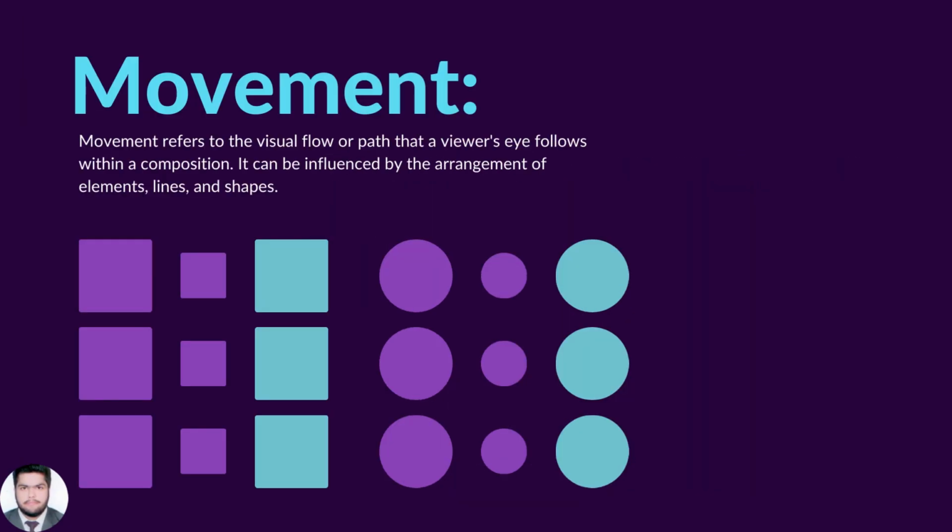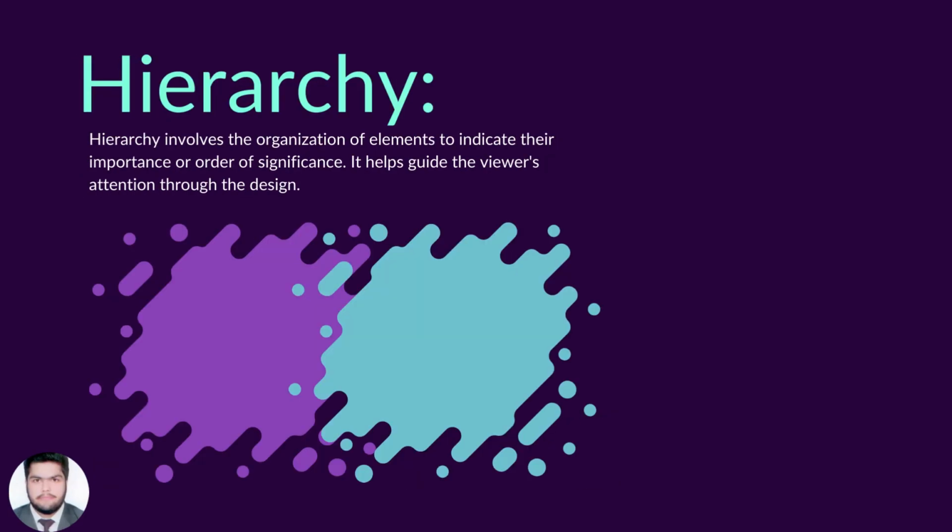Point 8. Movement. Movement refers to the real flow or path that a viewer's eye follows within a composition. It can be influenced by the arrangement of elements, lines, and shapes. Point 9. Hierarchy. Hierarchy involves the organization of elements to indicate their importance or order of significance. It helps guide the viewer's attention through the design.